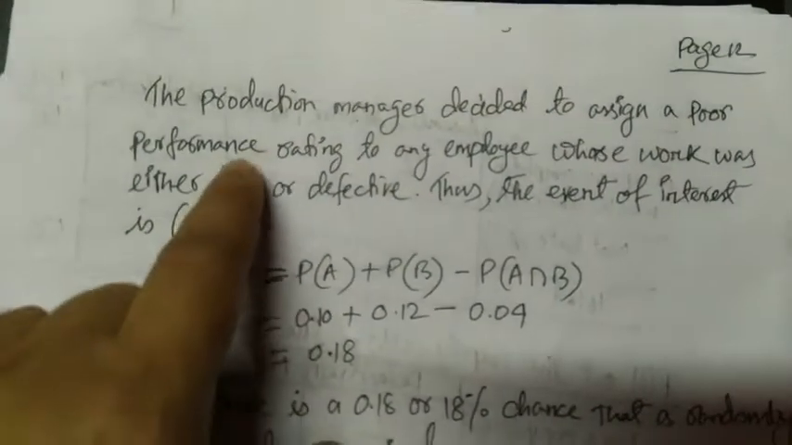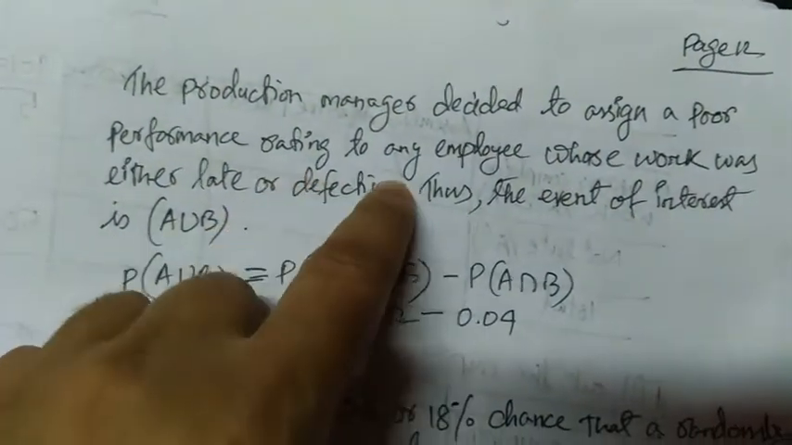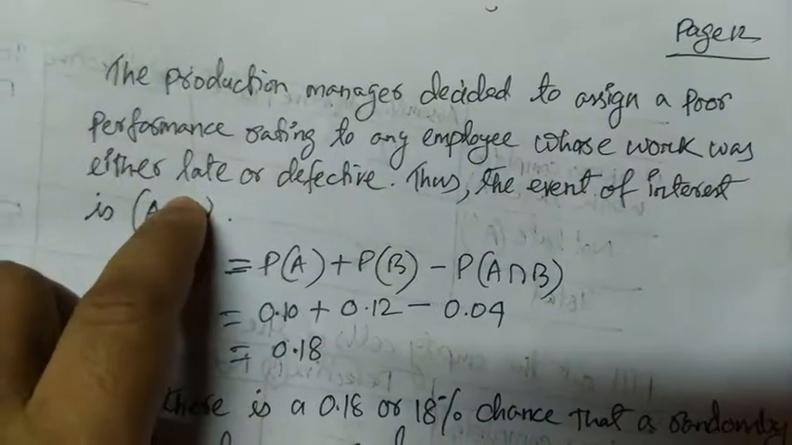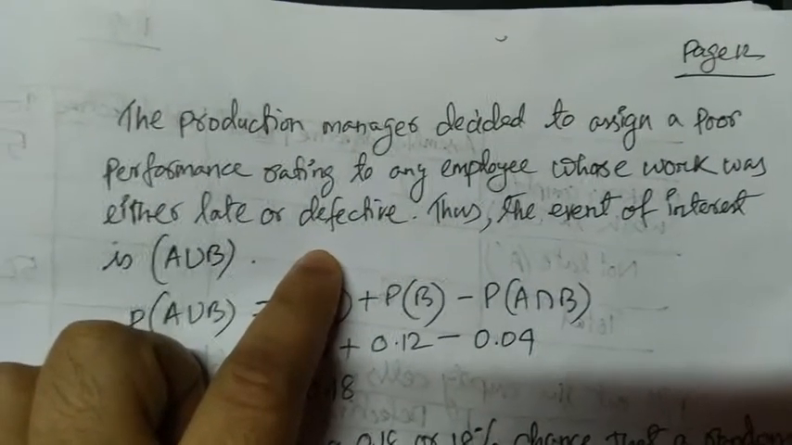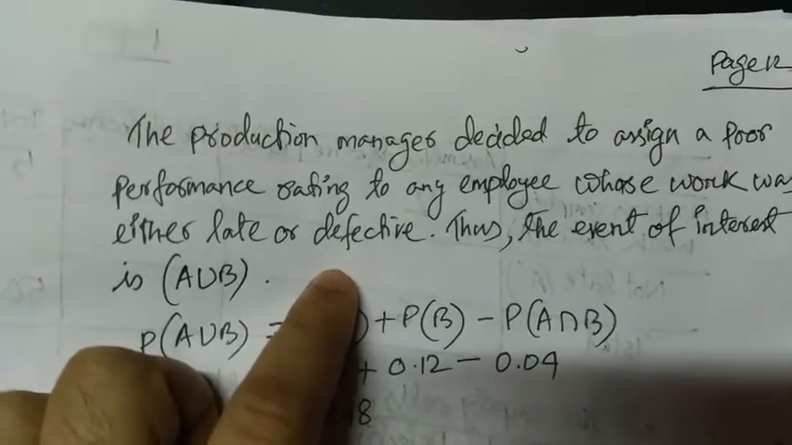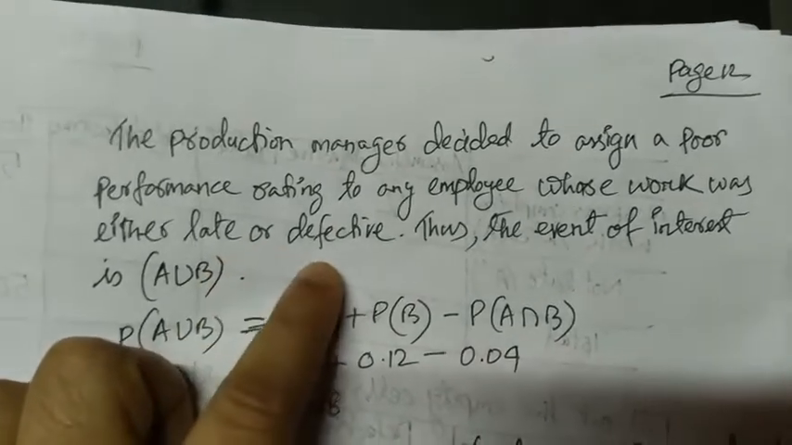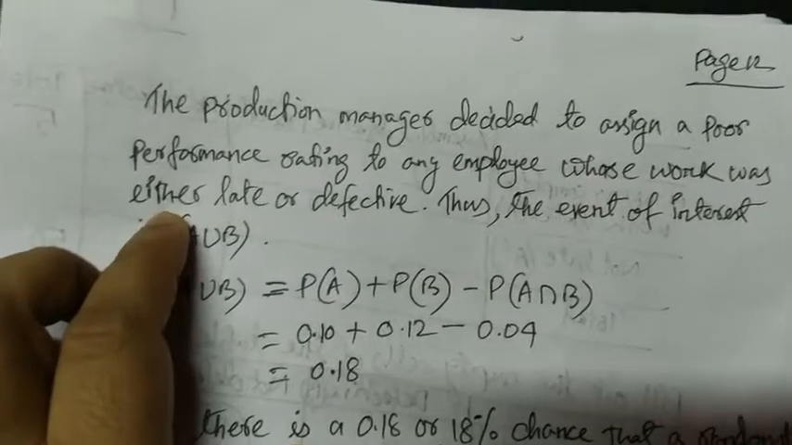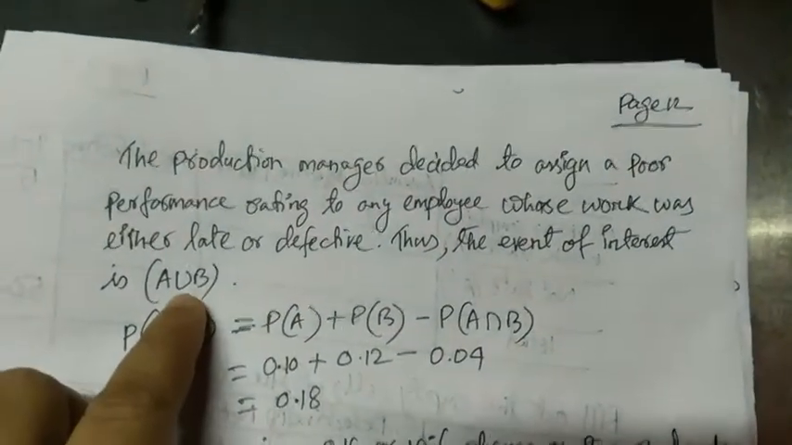The production manager decided to assign a poor performance rating, that means a bad grade, to those employees whose work was either late or defective. As I said before, if you see the word "either...or", that means this is a union. You need to do the union.